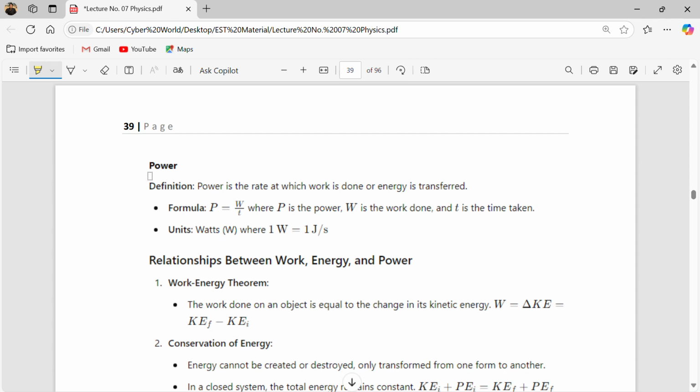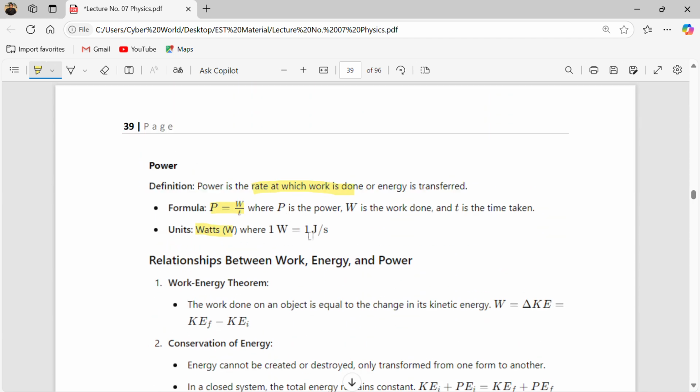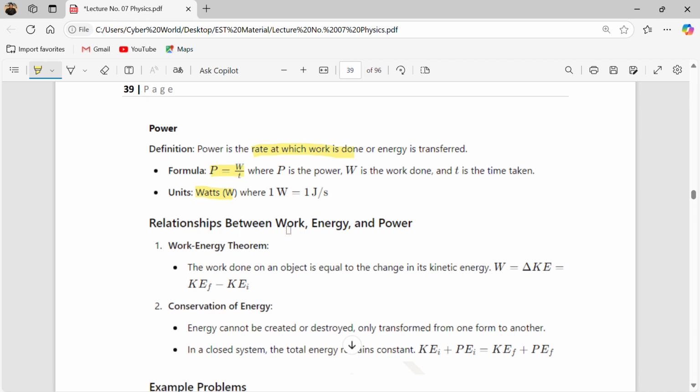There is another concept, power. What is power? Power is basically the rate of doing work. P equals W by T. Power is the work done or energy transferred per unit time, the rate of doing work. The formula of power is P equals W by T. And the unit of power is the watt, and 1 watt is equal to 1 joule per second. Joule is the unit of work, and 1 joule per second means if you have done 1 joule of work in 1 second, then this equals 1 watt. So power equals work done by time, the rate of doing work.